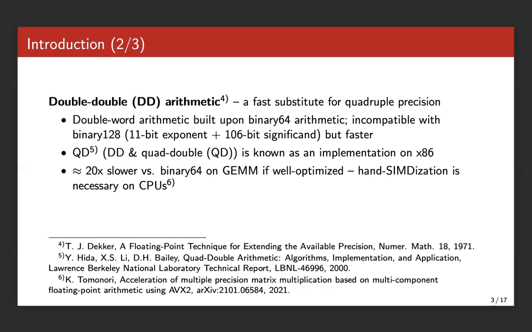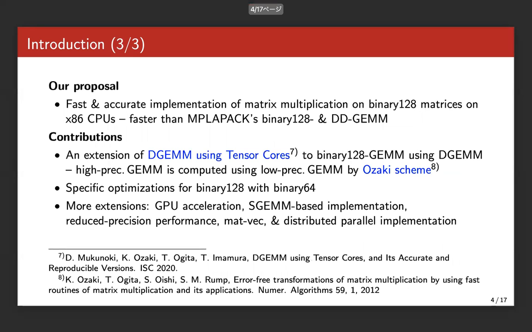But the performance optimization on CPU is not easy, and hand vectorization is needed. In this study, we propose a fast and accurate implementation of matrix multiplication on binary128 matrices on x86. It outperforms GEMM implementations using binary128 emulation and DD arithmetic in MPLAPACK.